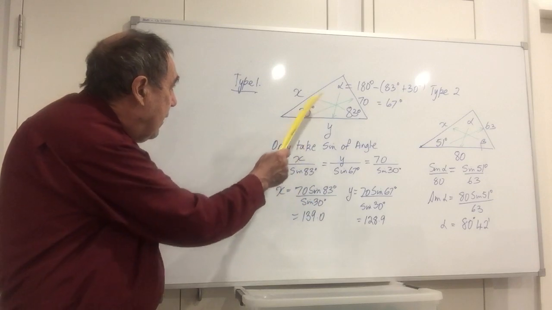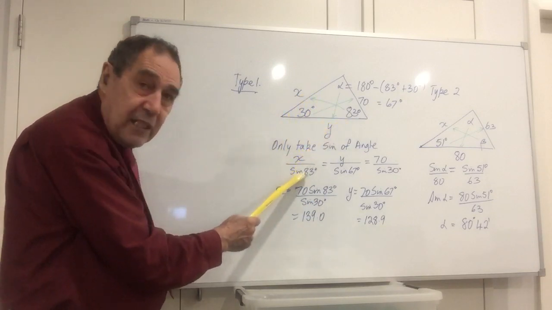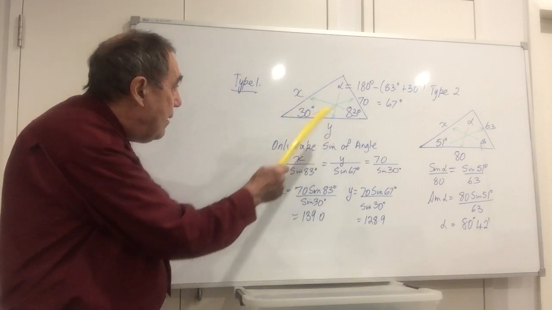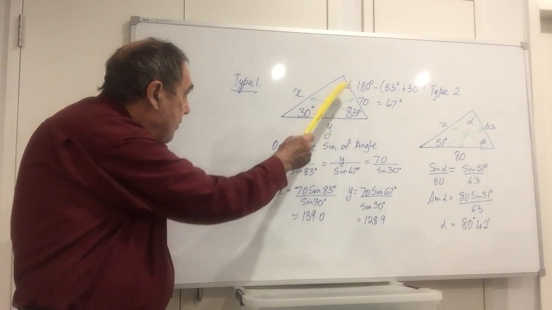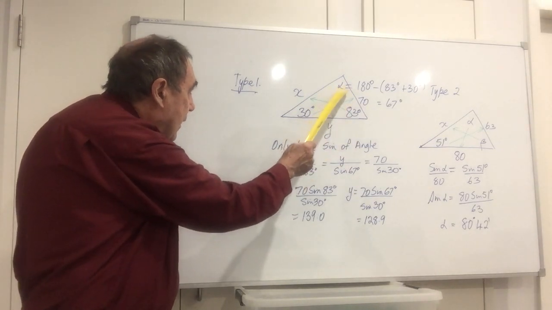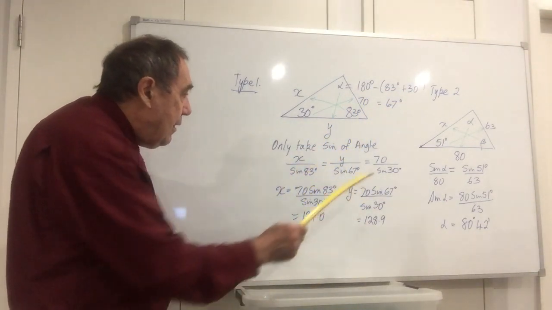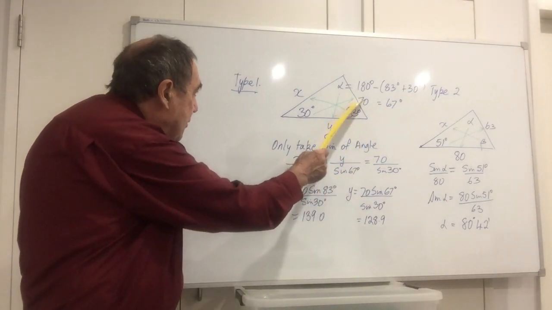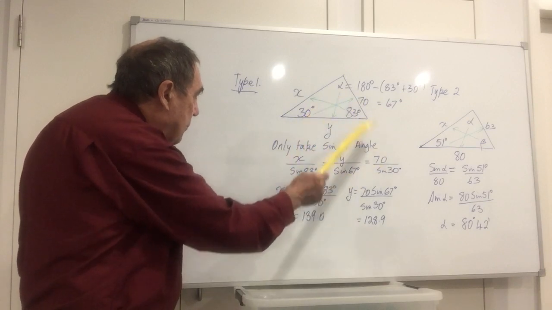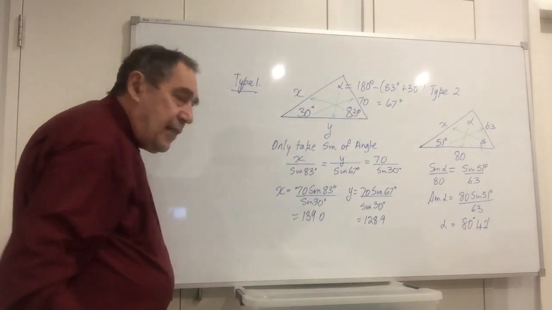So we've got x, this side, over the sine of the angle opposite, 83, equals y, this side, over the sine of the angle opposite, and if that was alpha, we can work that out to be 67, equals 70, this side, over the sine of the angle opposite, and these are the two that we know.